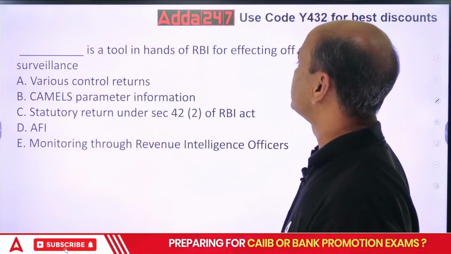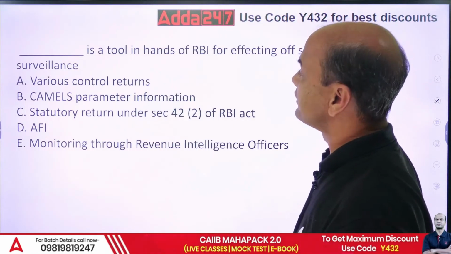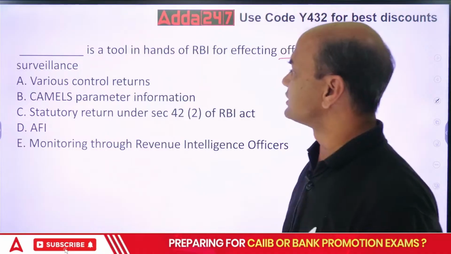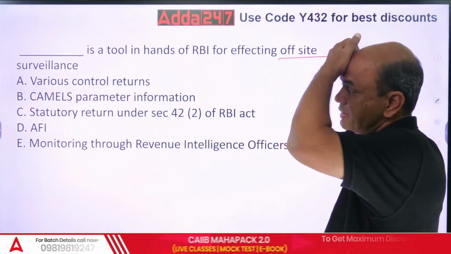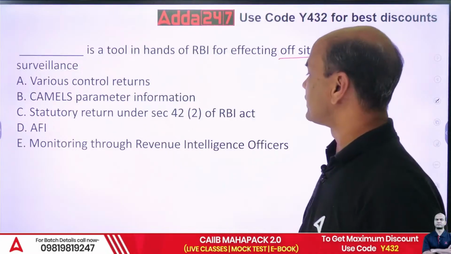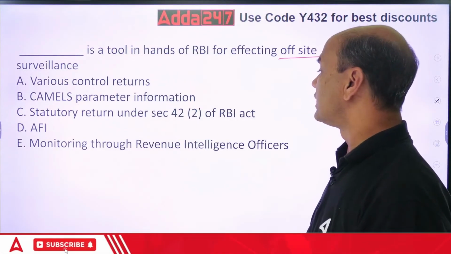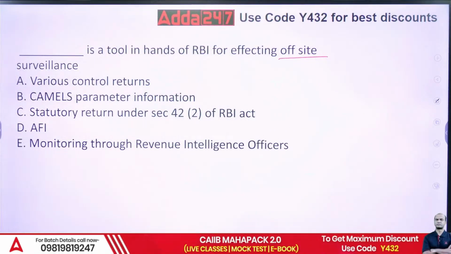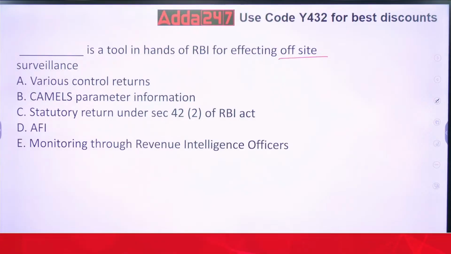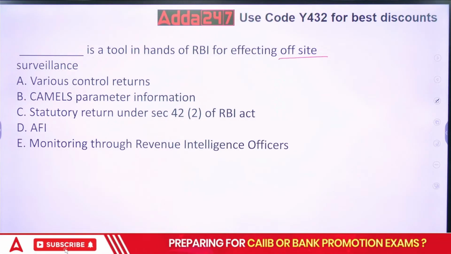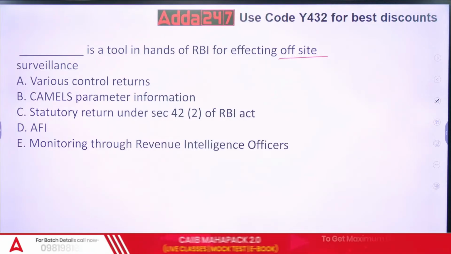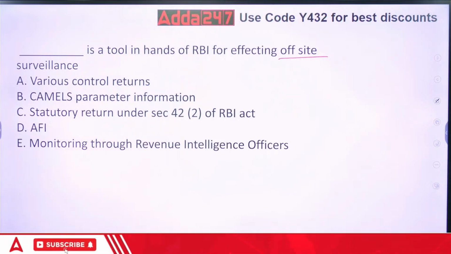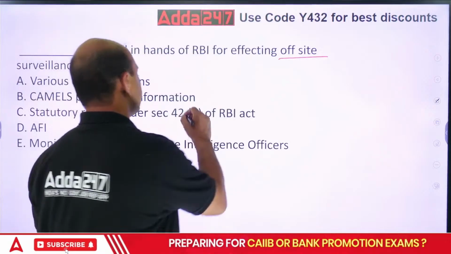DAISY is a tool in the hands of RBI for effecting off-site surveillance. Off-site. Various control returns, CAMELS, parameter information, statutory return under Section 42 of the RBI Act, AFI, monitoring through revenue intelligence officers. So which is the tool? Yes? Which is the tool? The tool is a very important tool that is called CAMELS. Okay?